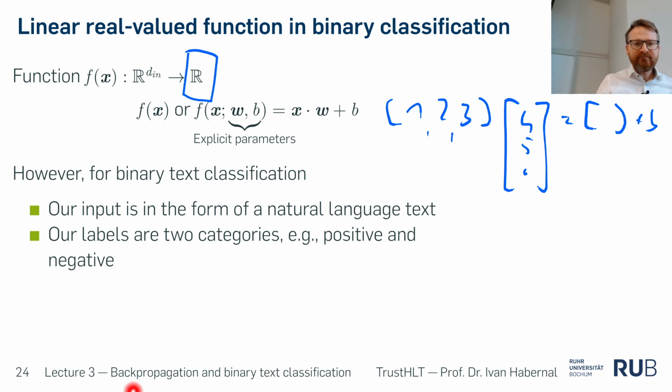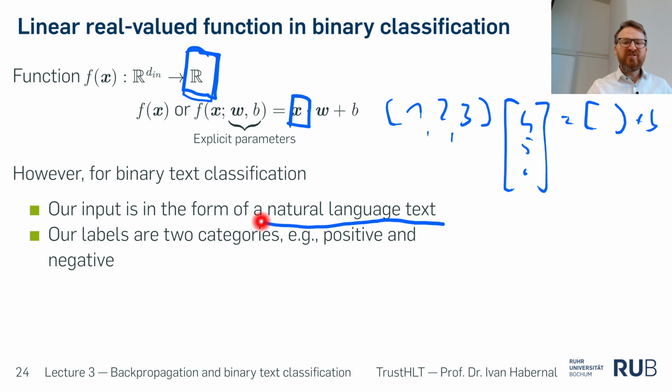So now we have a function. We're getting somewhere. We have a function which has some vector input and some real number output. And it's almost matching the case where we need to do binary text classification, but not yet. We have some issues to solve first, because our input is natural language text. It's not a vector yet. It's a text, a review of a movie.